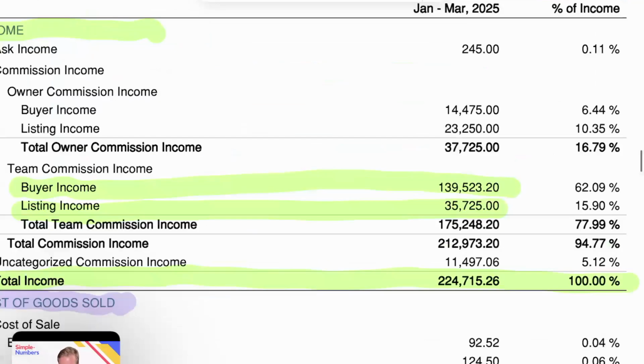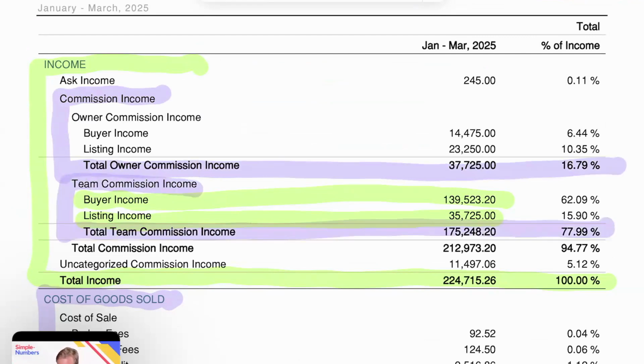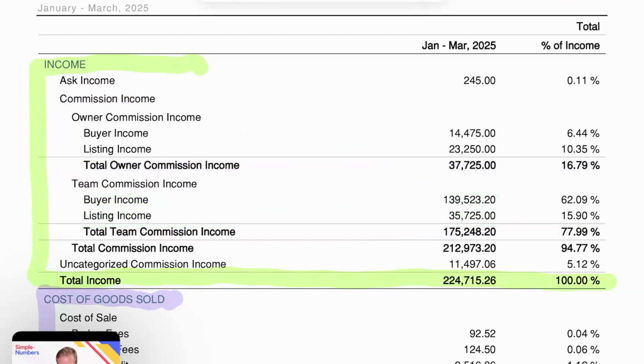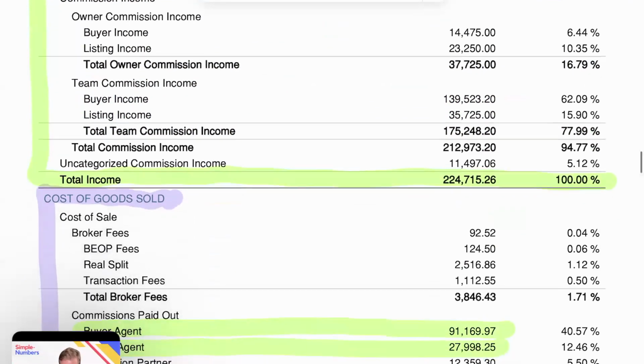You can see up here in income, we have two sections. One is the owner income and the other is the team income. It's very important you separate the two in your bookkeeping so that you can see truly how much the team brought in versus the owner. Because in most cases, the owner's paying themselves a 0% split on those deals. And so we need to see the difference.